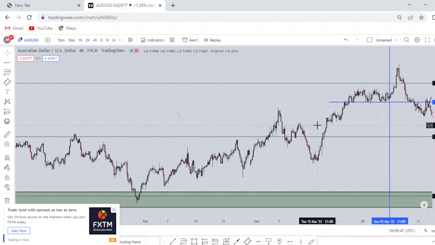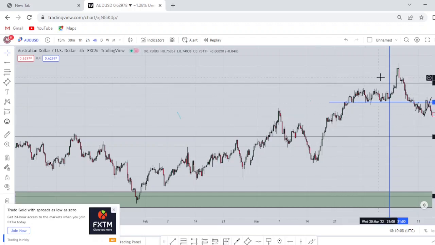Now, in understanding your bias, you know that as long as the market keeps making higher highs and higher lows, the market is on an uptrend. If it keeps making lower lows and lower highs, the market is on a downtrend. Now, you want to see a change of market structure on the 4 hours and on the daily before you can say that the bias you have has been changed.